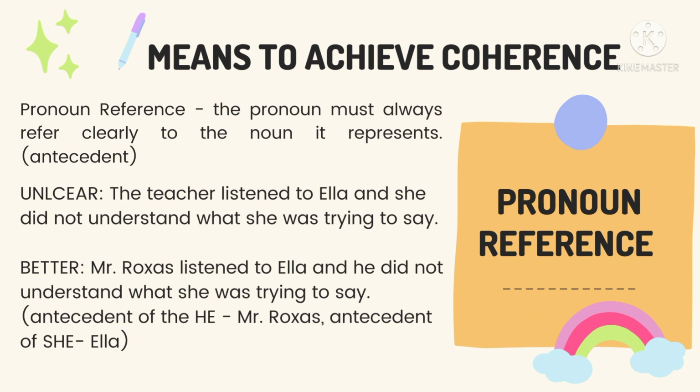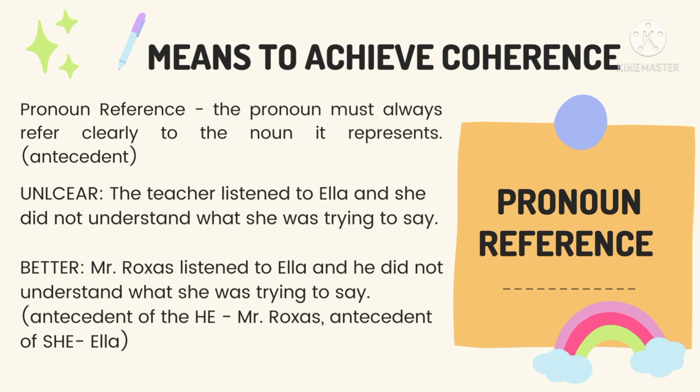There is a confusing use of pronoun here. The highlighted word, the pronoun she, is confusing when it should not be. If we change it to a better sentence, Mr. Rojas listened to Ella and he did not understand what she was trying to say. The antecedent of he is Mr. Rojas and the antecedent of she is Ella. There is no pronoun confusion in this sentence. We know who we are referring to when we say he and who we are referring to when we say she.